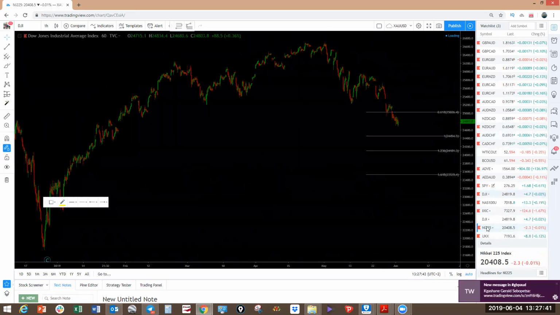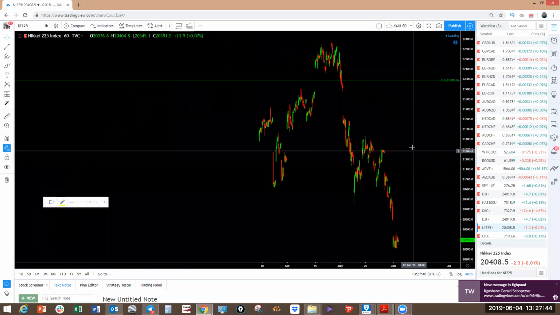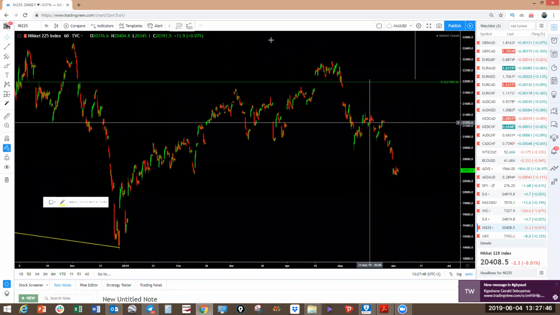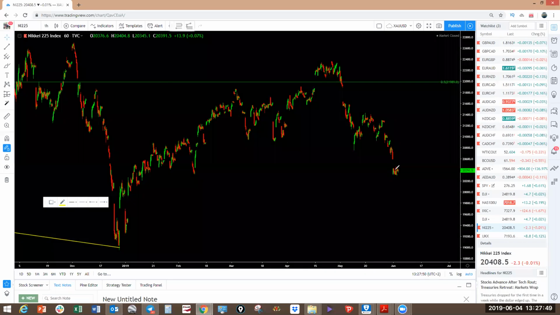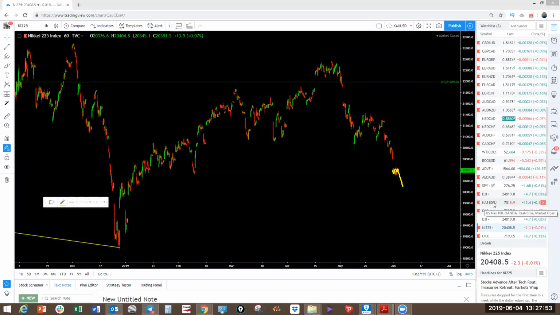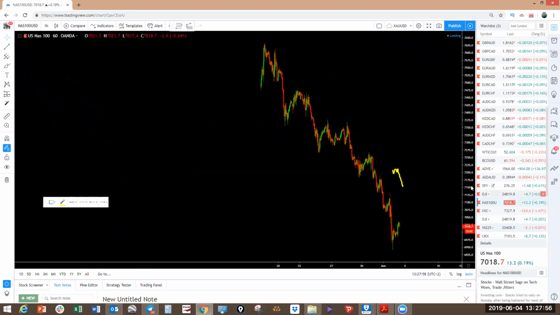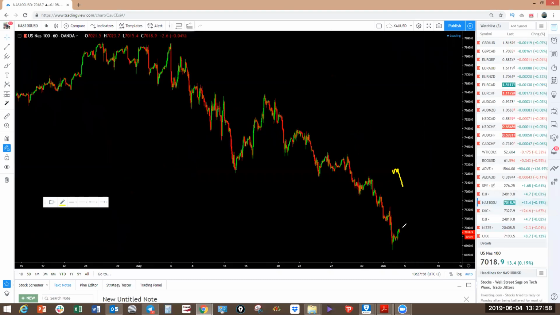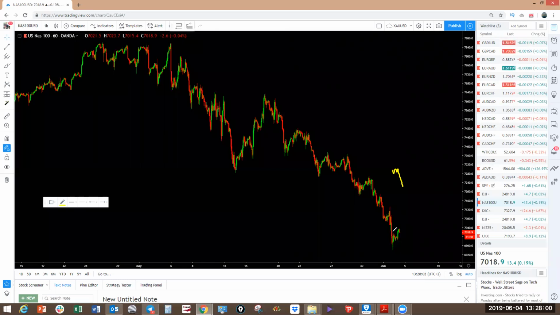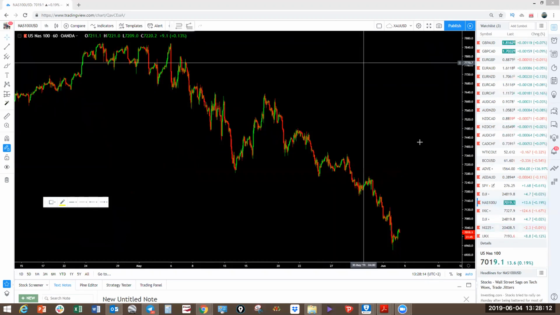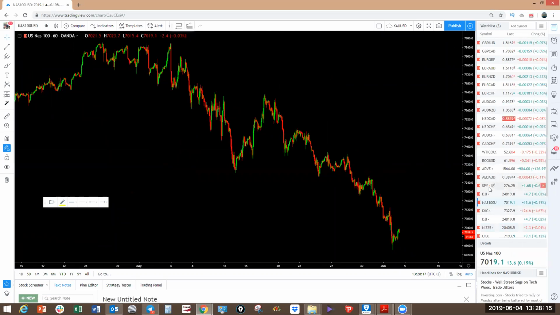Nikkei. The same. It looks like it's a corrective structure. We're going to have one more down. That's the Nasdaq. Nasdaq is the same. It's coming up in only 3 waves. That's concerning if we're looking for downside. Okay, so that is the Nasdaq and the UK 100.